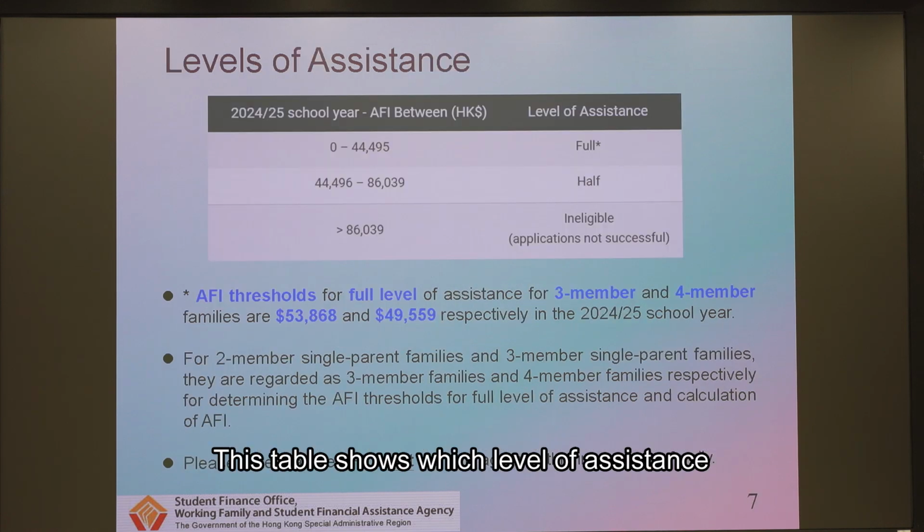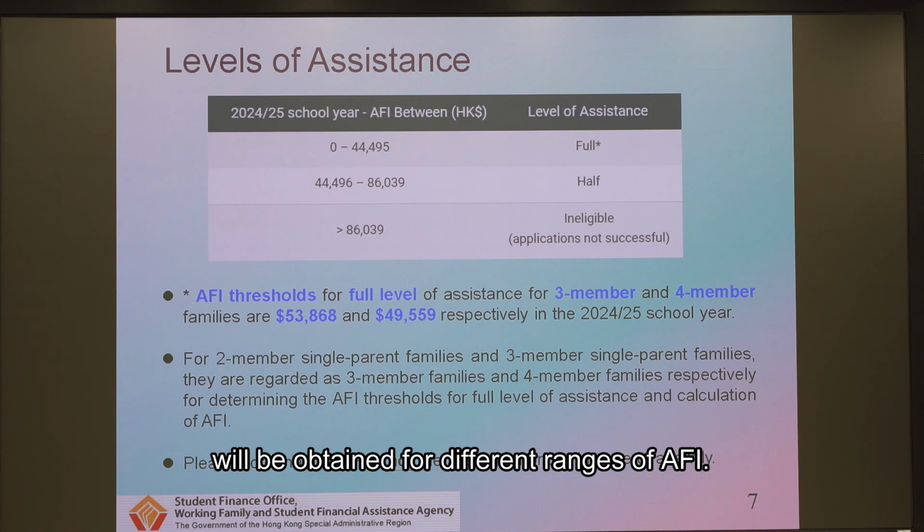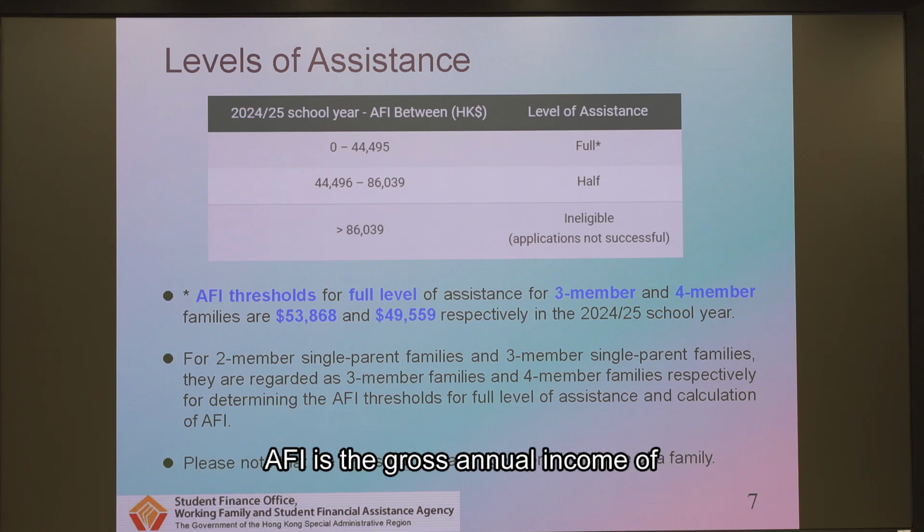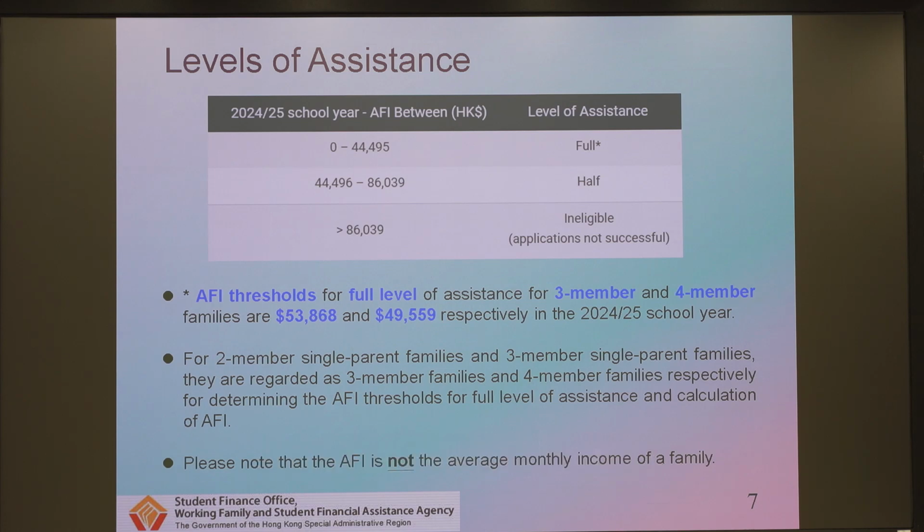This table shows which level of assistance will be obtained for different range of AFI. Please note that AFI is not the average monthly income of the family. AFI is the gross annual income of the family divided by the number of family members plus 1.